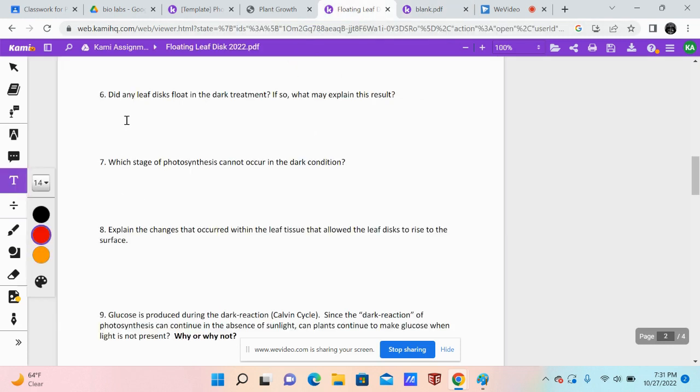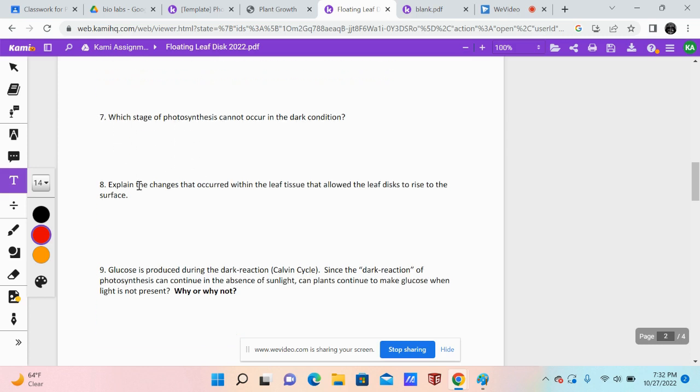So let's see, where was it? Which stage cannot occur in the dark? It's a tough one. Let's put neither one. Neither one can occur in the dark. Even though the Calvin cycle does not use light, it cannot happen without light because it needs the light dependent reaction in order to make sugar. So put neither one in number 7.